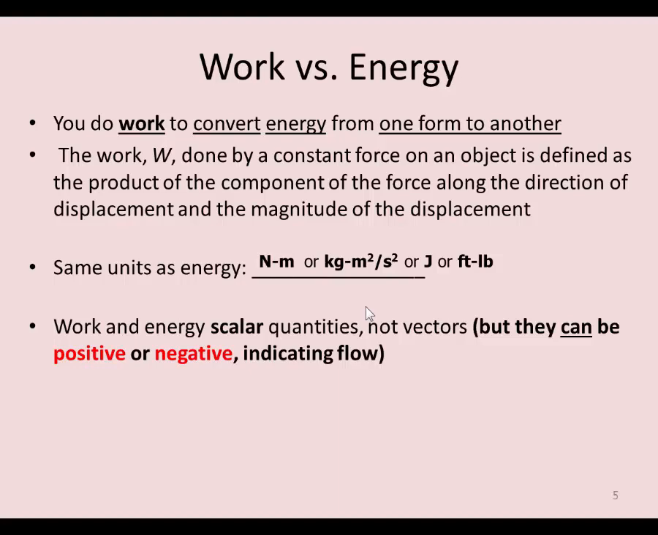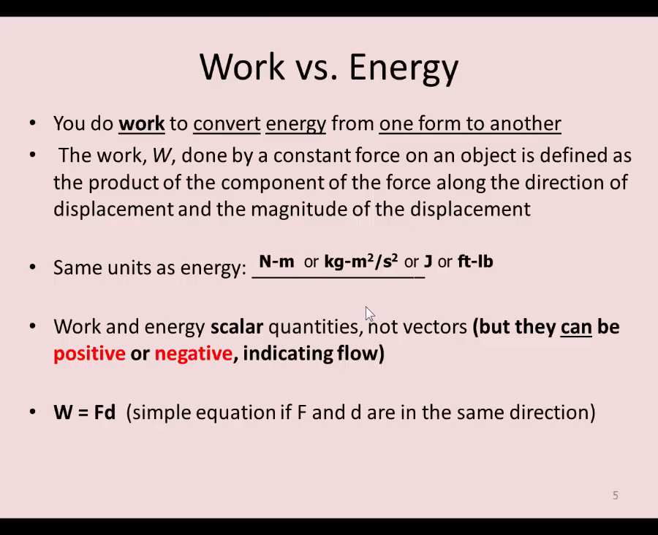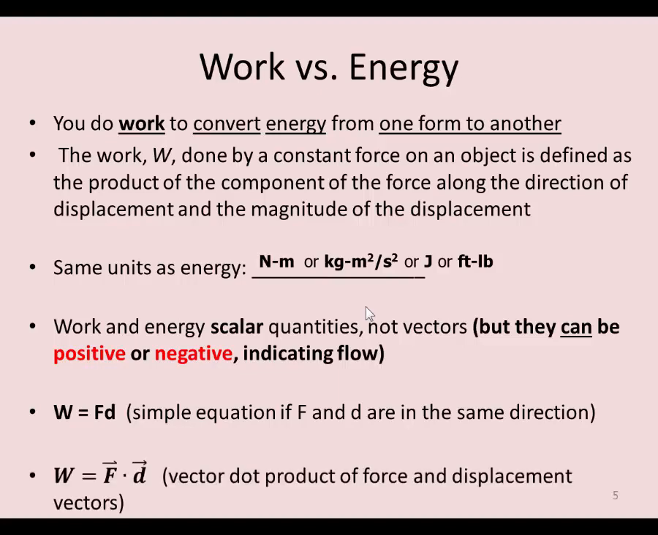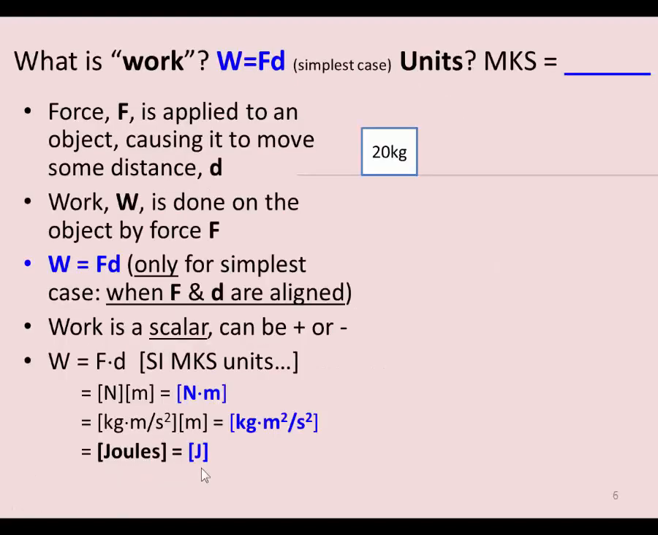They are not vectors, but they can have a positive or negative sign associated, and that would indicate which way the energy is going, into the system or out of the system, or whether the work being done is increasing the energy of the system or decreasing it. The simple equation for work is work equals force times distance, and we'll do some examples about this coming up next. Later on, we'll see that there's a more comprehensive equation that we'll be able to use, called the vector dot product. This is work equals force vector dotted with a displacement vector, and we'll explain later how that works. So let's take a look at work.